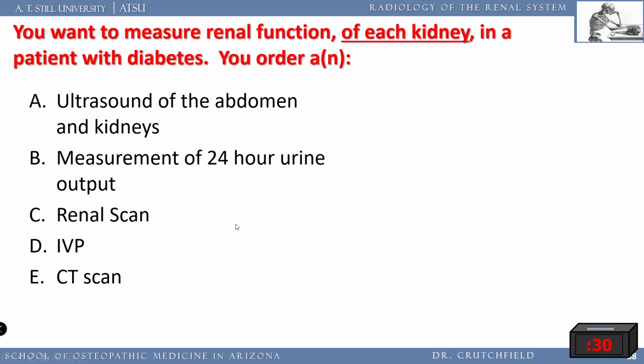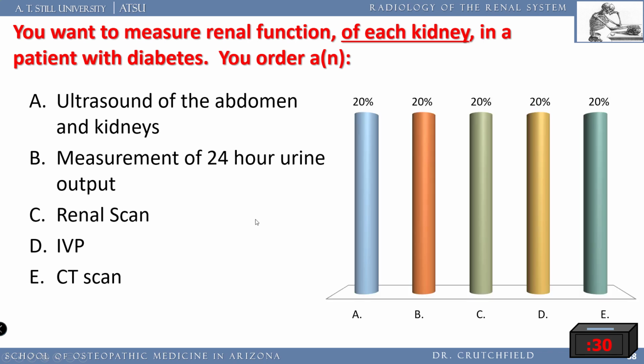So here's another question. You want to measure renal function of each kidney in a patient with diabetes. What would you order? An ultrasound? Would you measure 24-hour urine output? Renal scan, IVP, or CAT scan? Well, remember, if your patient has diabetes, they might have an elevated serum creatinine, and you don't want to give them any iodinated IV contrast. But the radioactive contrast they can handle. That's okay. The radioactive technetium or sestamibi is fine. But you can't give them any of the iodine, so we can't do an IVP and we can't do a CAT scan.